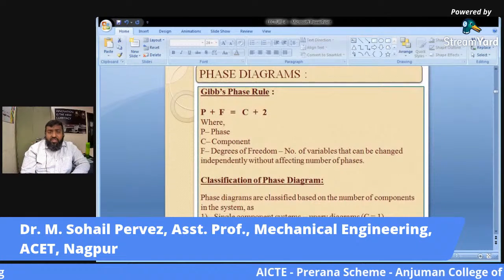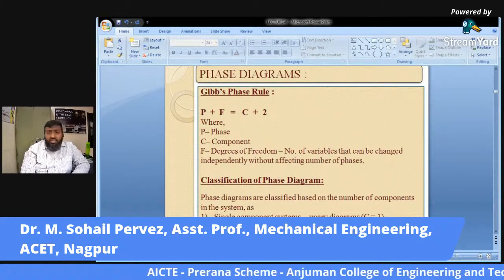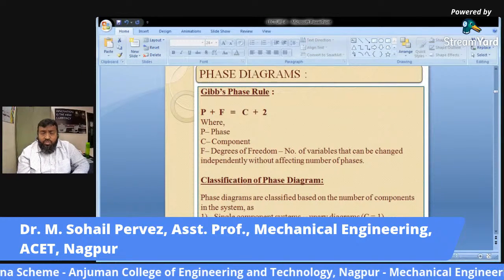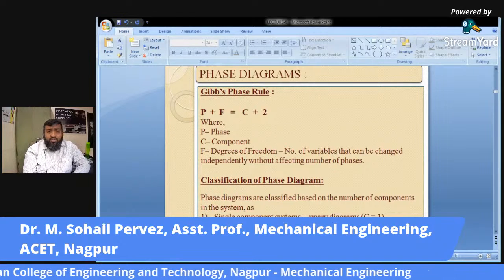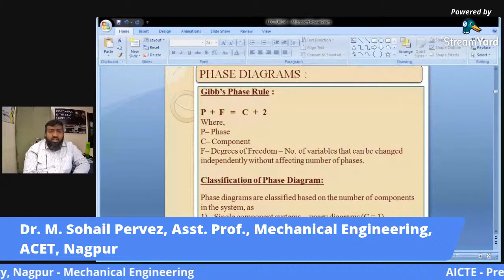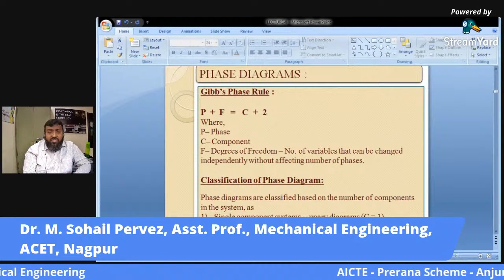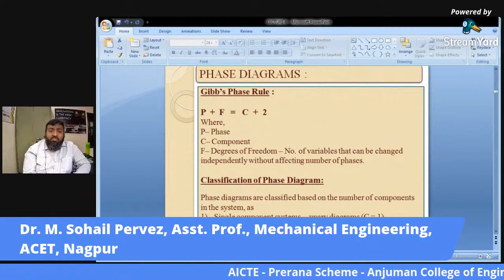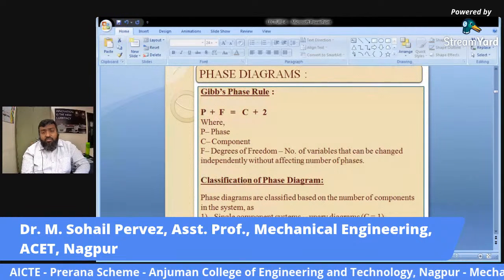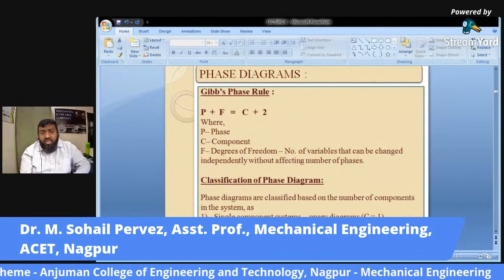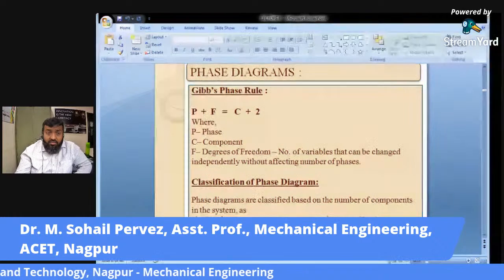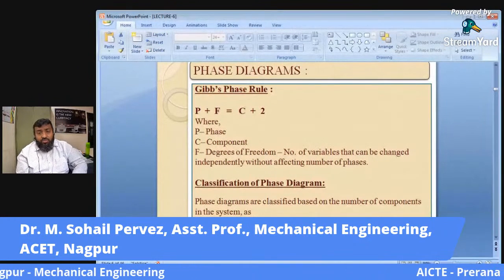Now, to control any phase diagram or phase change or phase representation, the most important rule is known as Gibbs rule, which we studied in the last lecture also, and it is represented by the mathematical expression P plus F is equal to C plus 2, where P is the number of phases, C the components in that system, and F the degrees of freedom. It means the number of variables that can be changed independently. This is again very much required. So independently, how much we can control.